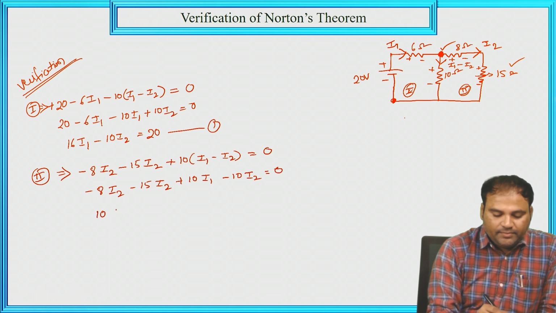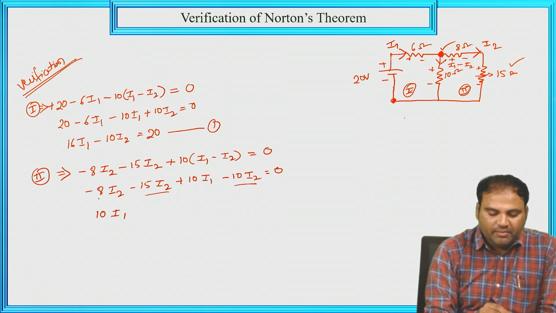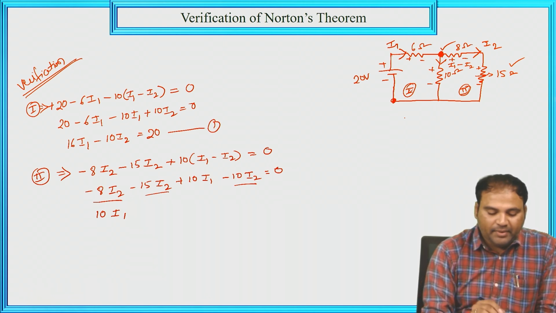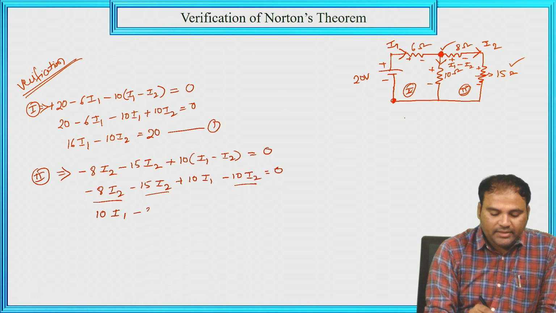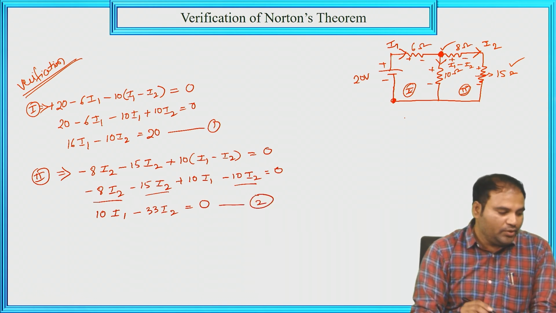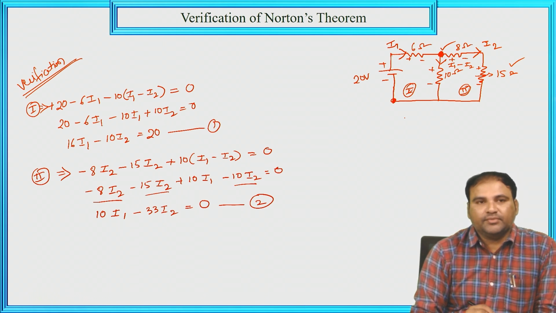Simplify the equation: minus 8 I2 minus 15 I2 plus 10 I1 minus 10 I2 equals 0. So 10 I1, and minus 8, minus 15, minus 10 gives minus 33 I2, that should be equal to 0. Let us take this as equation number 2. Now by solving equation 1 and equation 2: equation 1 is 16 I1 minus 10 I2 equals 20, and equation 2 is 10 I1 minus 33 I2 equals 0.